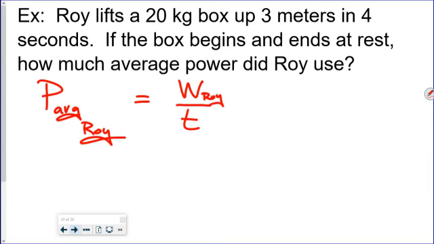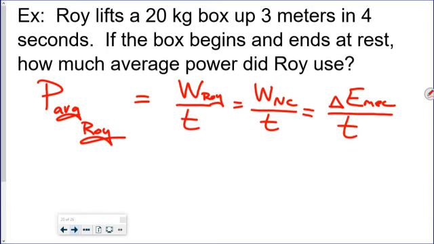Again, it's important to note that Roy is a non-conservative force, and presumably he's lifting the box. He's the only non-conservative force. So this is equal to the work done by non-conservative forces per unit time. And hopefully you remember from our last section that the work done by non-conservative forces is just our change in total energy, or our change in mechanical energy, I guess I should say, per unit time, right?